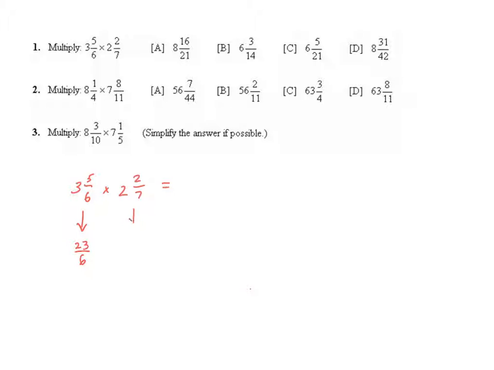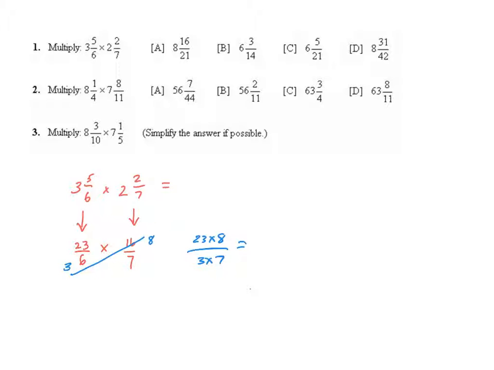Then I'm going to change 2 and 2/7 to an improper fraction. The whole has 2 groups of 7, which is 14/7, plus 2 more from the fraction part, so that's altogether 16/7. Now I definitely want to look for opportunities for cross simplification. There is one right here because these both have a common factor of 2. If I pull out a 2 from each one, I now have 23 times 8 and 3 times 7.